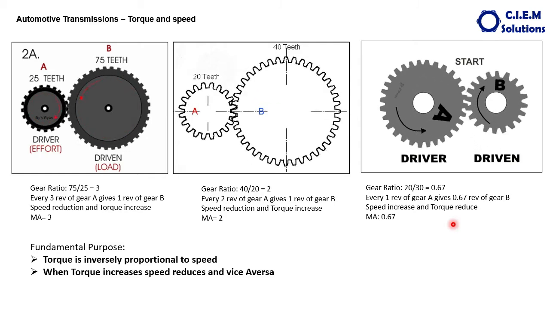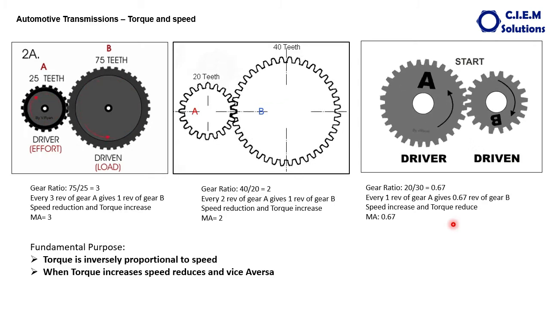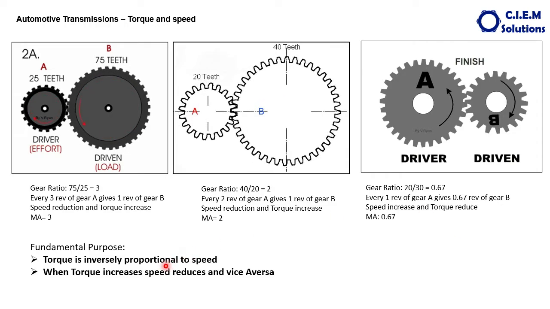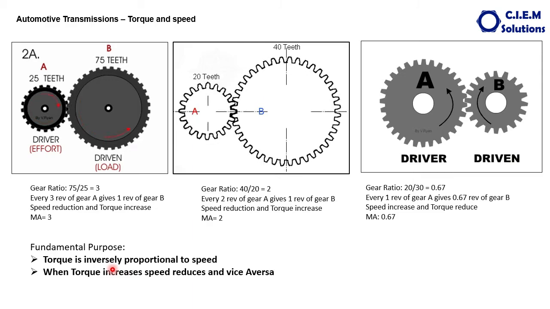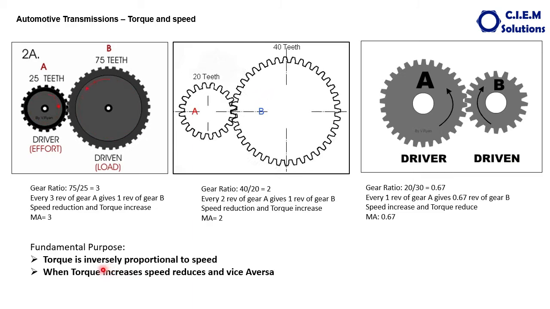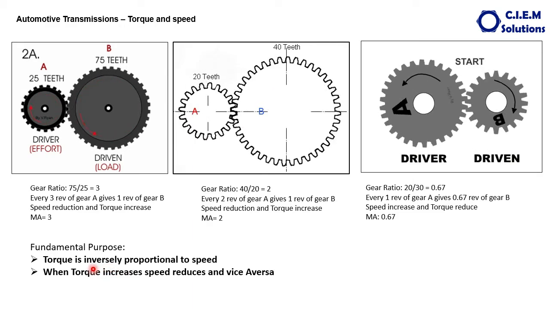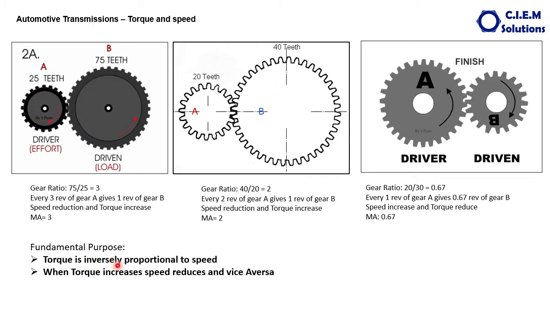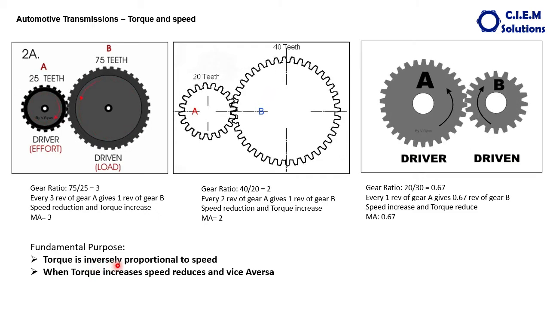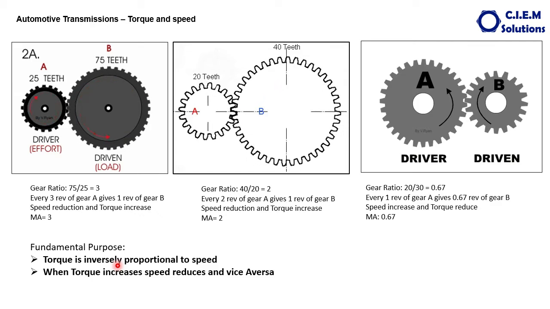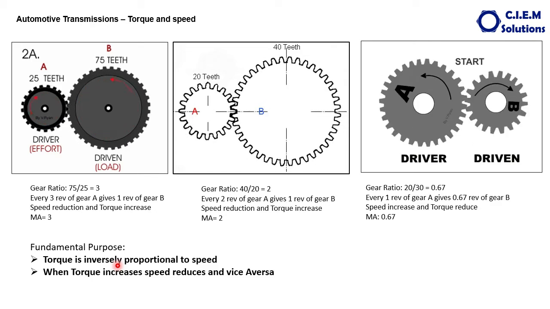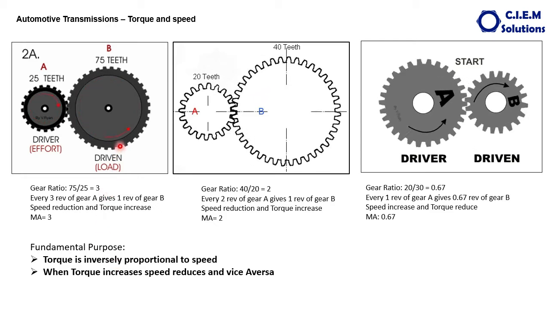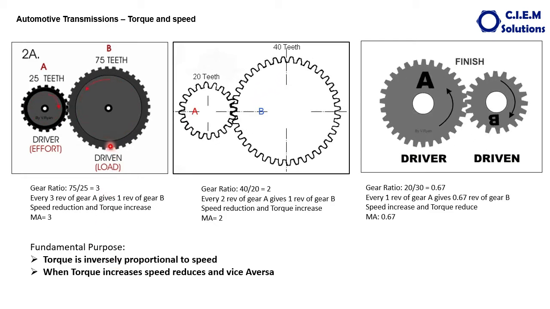Less than 1 because the output speed is more. So on a whole, the fundamental rule is that the torque is inversely proportional to the speed. If the speed is more, torque will be less. If we want more effort or more torque, the speed should come down automatically. That's why to minimize the speed as and when required, the gears are used.